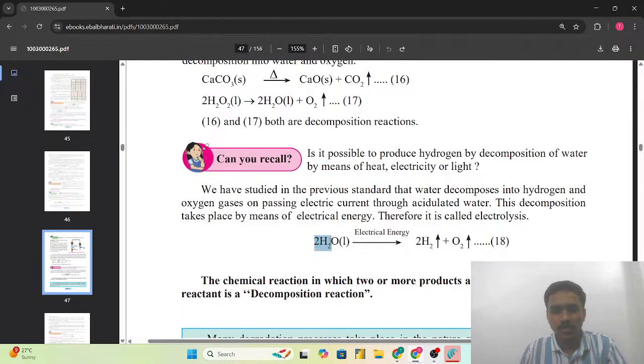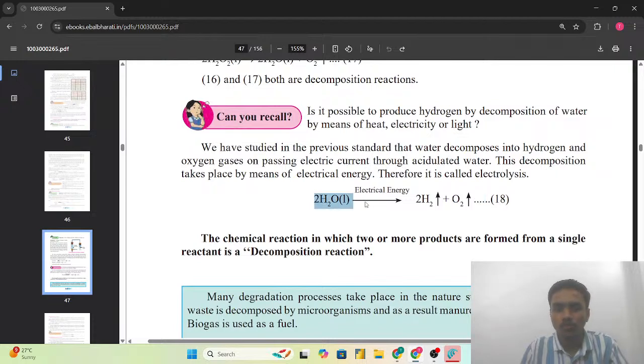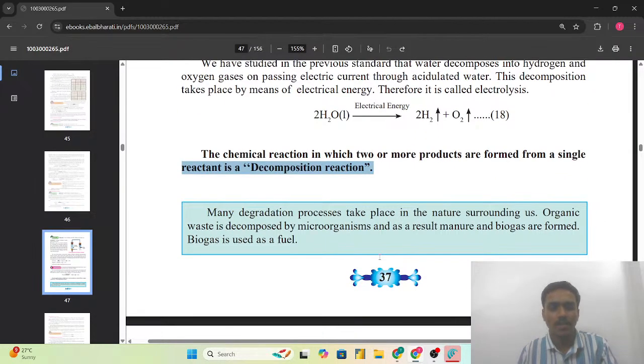So हमने स्टडी किया था कि वाटर अगर हम इलेक्ट्रिकल एनर्जी से इलेक्ट्रोलिसिस करते हैं वाटर का, so after that hydrogen and oxygen gas get separated. So here also one reactant, two products are forming. The chemical reaction in which two or more products are formed from a single reactant is called a decomposition reaction.